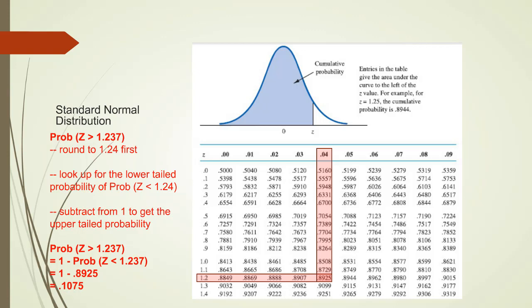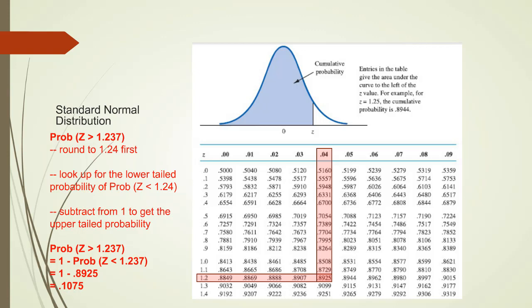These are the remaining portions of the z-table for positive z-scores. And let's work on this problem: finding the probability of a z that is greater than 1.237. First, we will need to round 1.237 to 1.24, because the z-scores given on the z-table are only accurate to 2 decimals. Next, instead of finding the upper-tailed probability directly, we look for the lower-tailed probability.